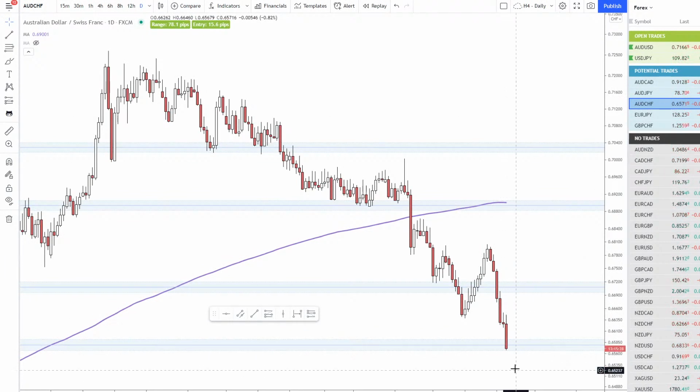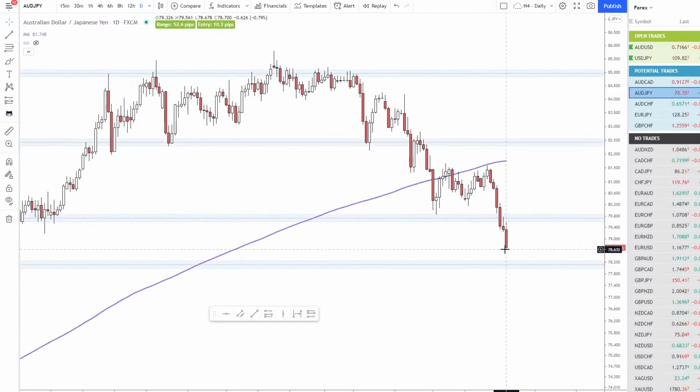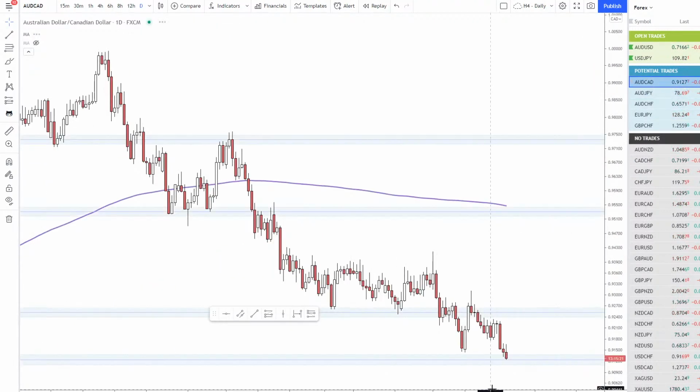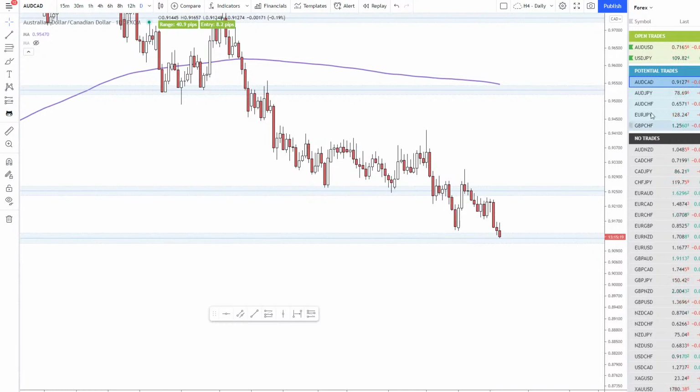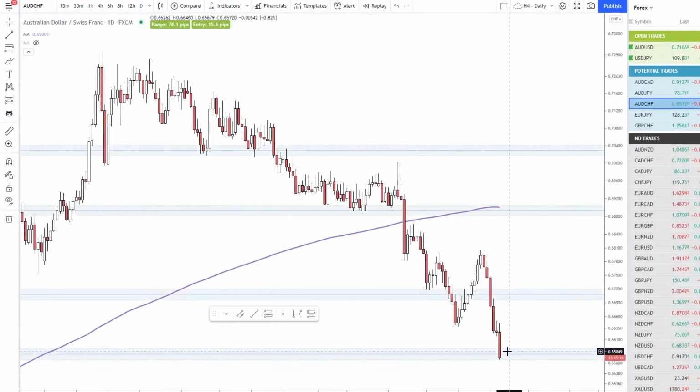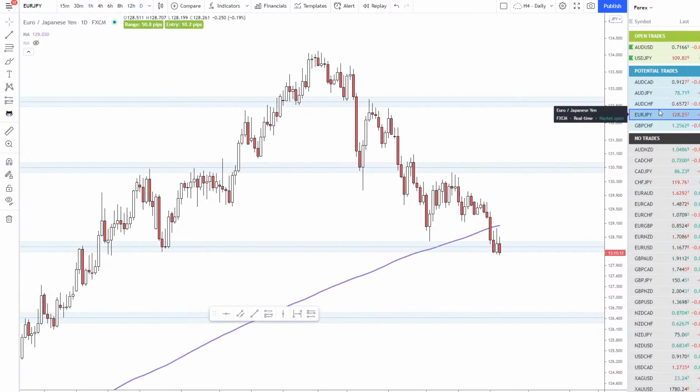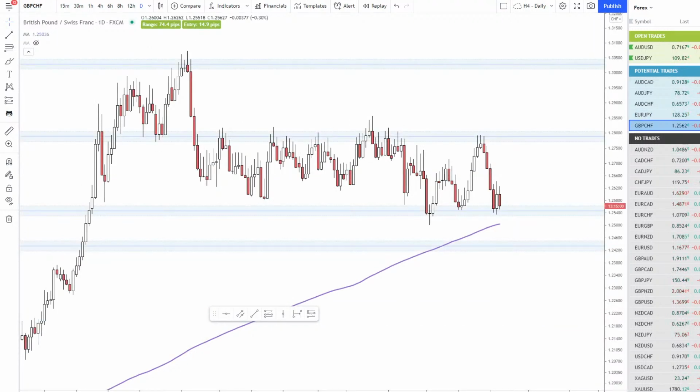We just need to wait for a break of support, a pullback. AUDJPY has broken support, so here we're just looking for that pullback. For AUD CAD, we need to see a break of support, then a pullback. And for AUDCHF, we need to see a break of support and then a pullback. Now, onto EURJPY, it's a very similar scenario. I would prefer to get a break of support, a pullback, and then enter in short from there. And finally, GPCHF, we're just waiting to see how price forms on this support area.